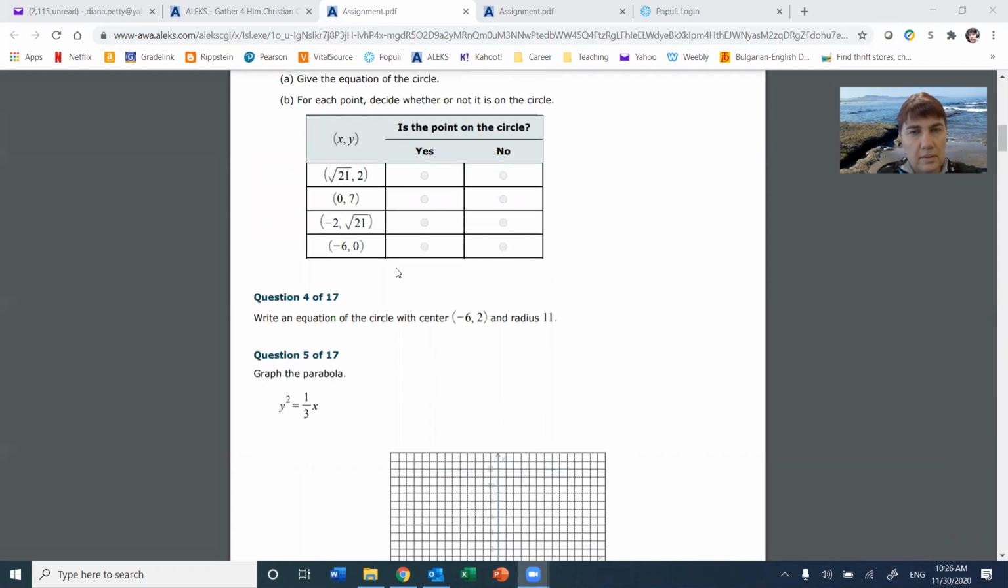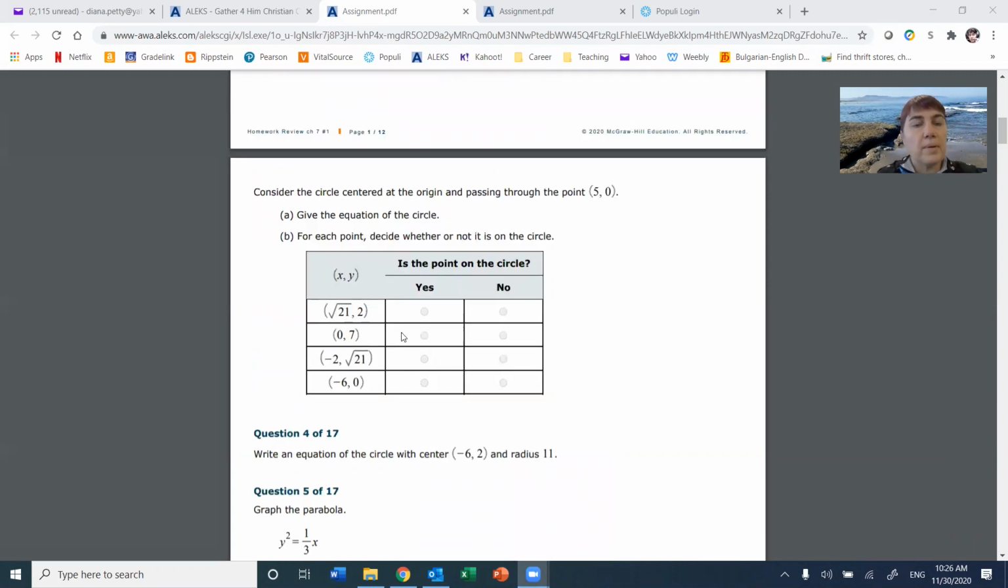B, where is it B? Oh, yeah, plug it in the equation, which was x squared plus y squared equals 25. Yes. Plug it in and see if it's equal. Okay.